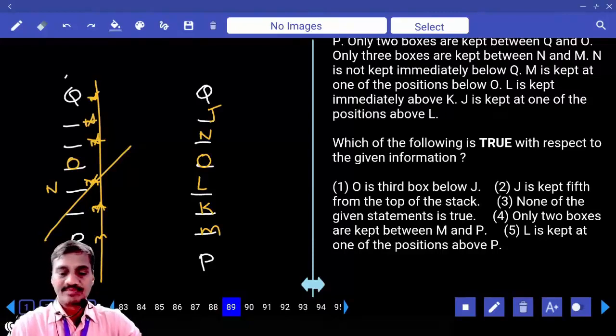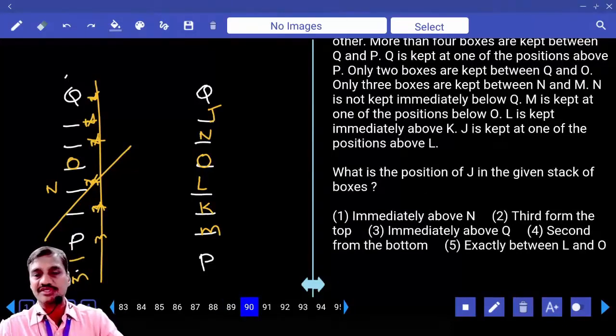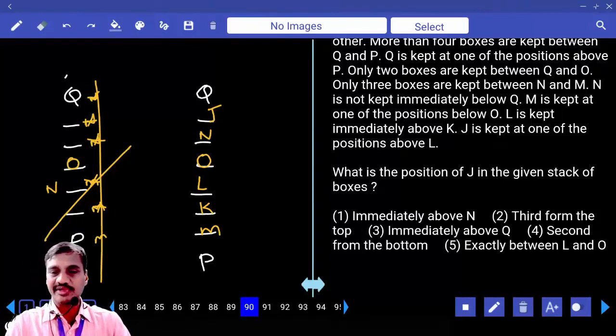Clear now? And next one, 90th. And what is the position of J in the given stack of boxes? J is second from the top. And next one, immediately above N is definitely true. Choice 1. 90, it is choice 1.